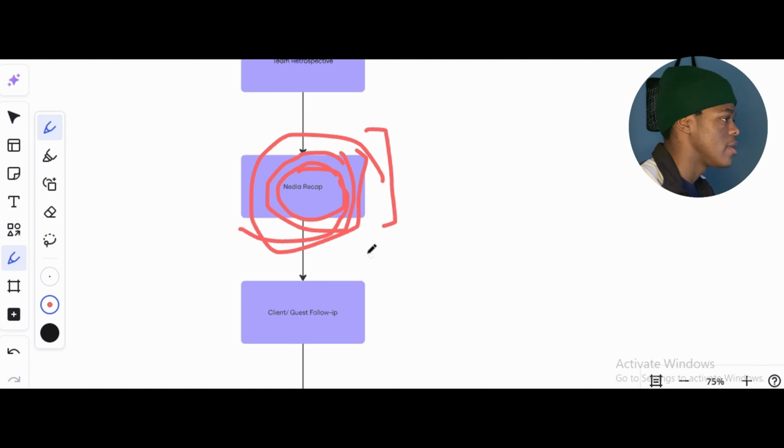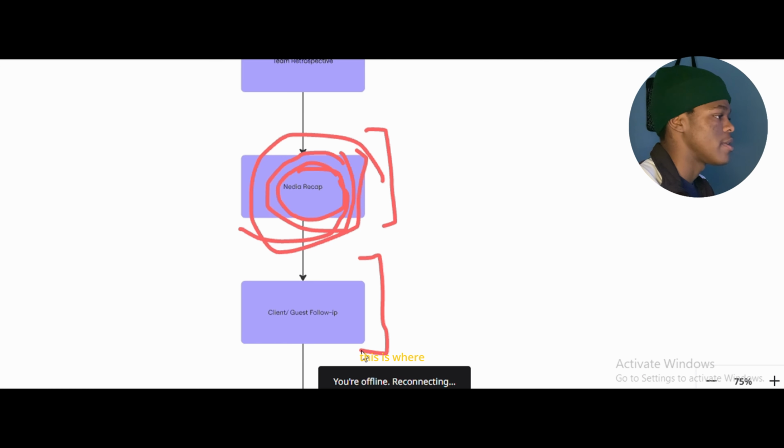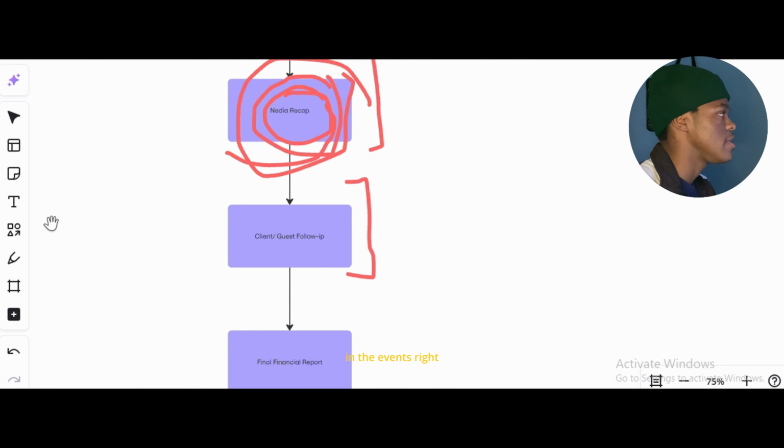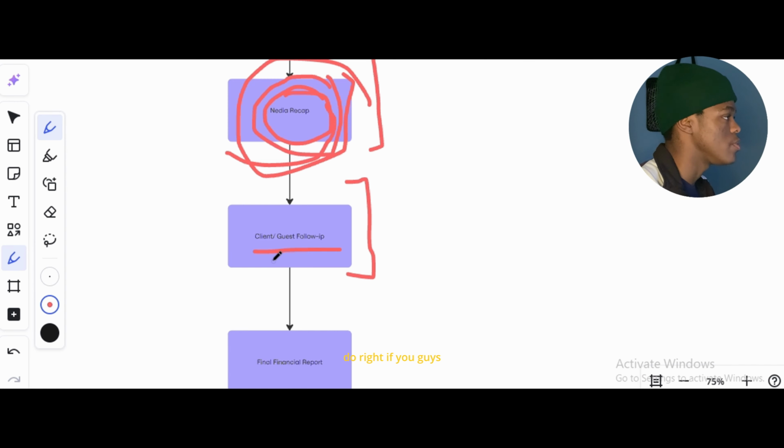And then here in the next one, this is where we get your feedback. What actually occurred in the event? Did you guys actually enjoy what happened in the event, right? This is what we're interested in, whether the event is for a client or whether we're hosting an event for ourselves, right? This is the follow up. This is where we get feedback. If our client was pleased, we are pleased. That's what we do, right? If you guys were pleased, we are pleased.